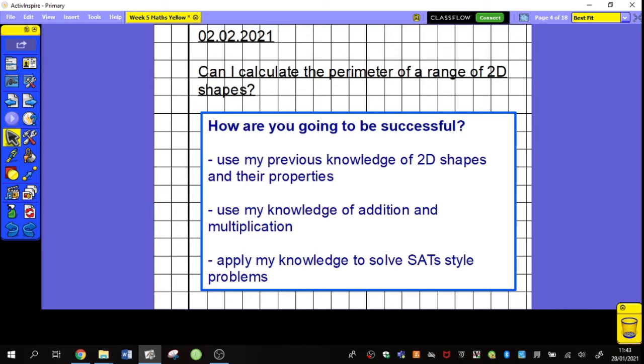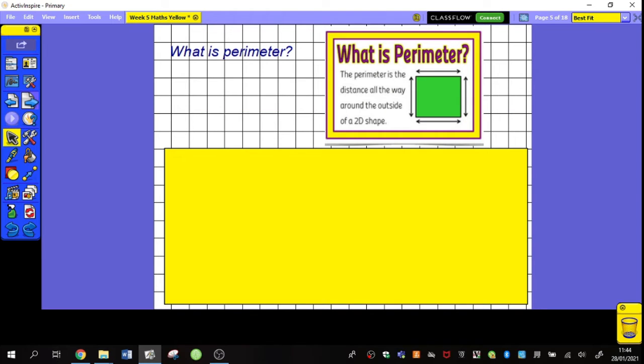You're going to use your previous knowledge of 2D shapes and their properties. You're going to use your knowledge of addition and multiplication and subtraction towards the end, and you're going to apply your knowledge to solve some problems. So first of all, a little recap. What is perimeter? The perimeter is a distance all the way around the outside of a 2D shape.